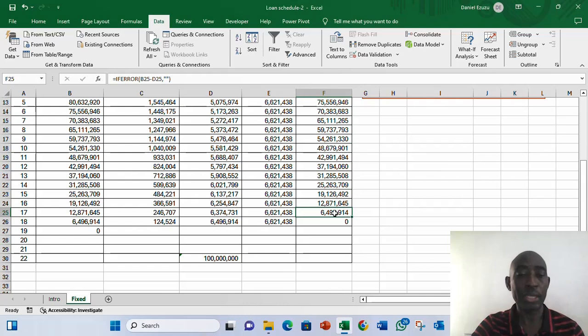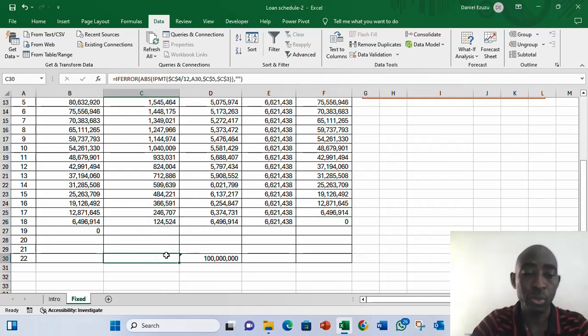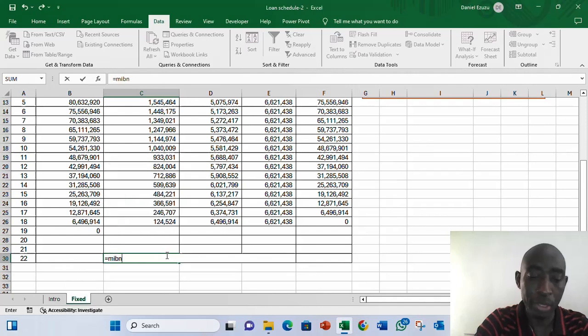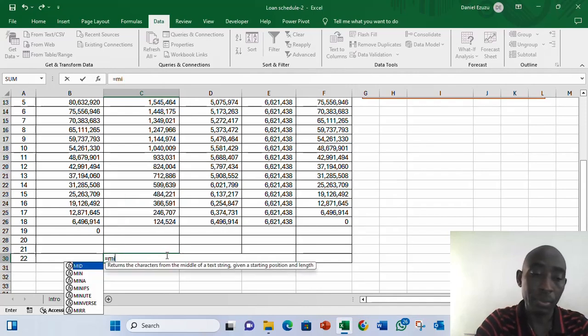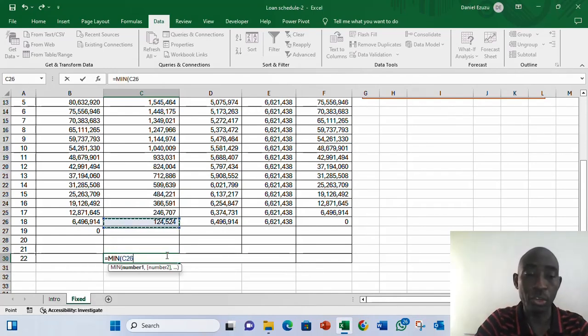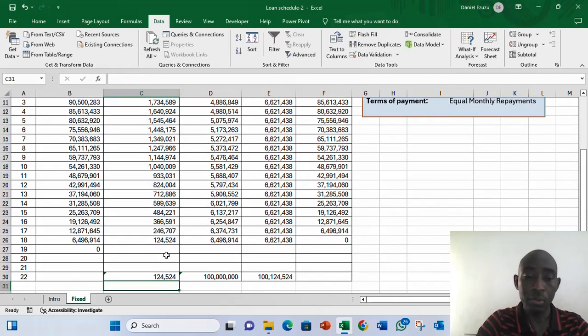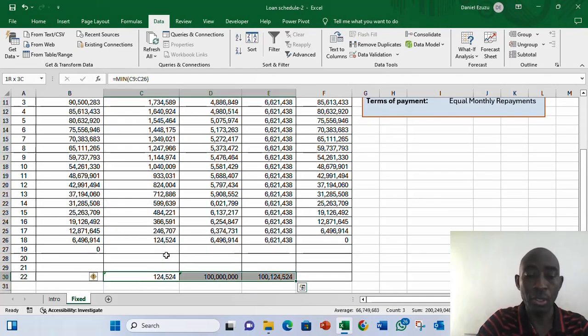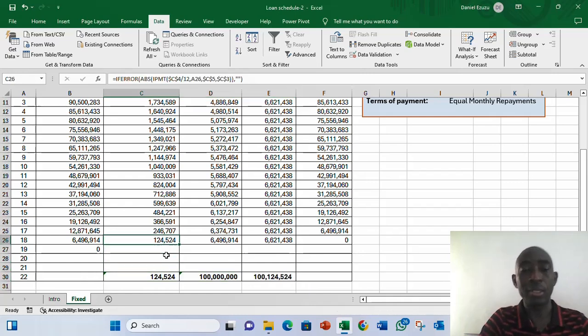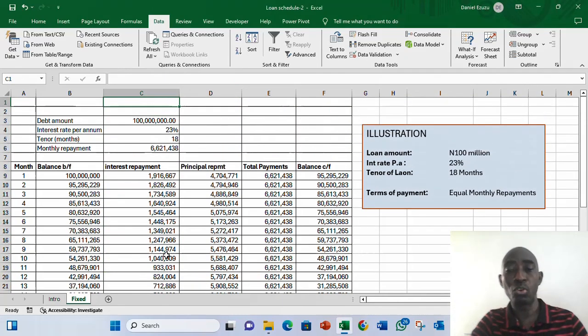Now, this is how you can check whether your arithmetic accuracy is okay. Of course, the last interest will be the smallest interest. If you do a min check on this, you're going to get 124524. If I do a min check equal to min of this, of course, we know we return the smallest value throughout this, so you get the same value. So this is how you can actually see whether your arithmetic is fine for a simple loan schedule.